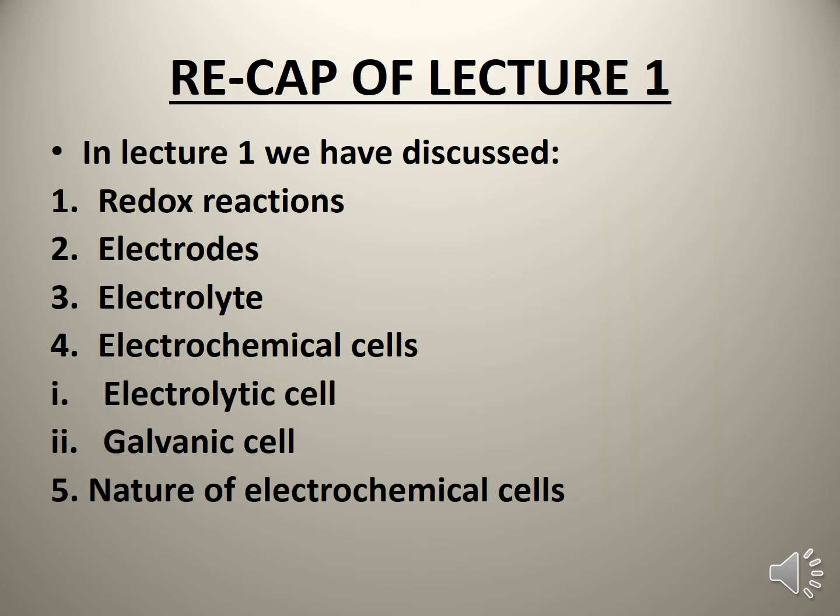First of all, we will recap lecture number 1. In lecture number 1, we discussed redox reactions, that is reduction and oxidation reactions, electrodes which are anode and cathode, electrolyte which is a substance which can conduct electricity in solution form or molten form, electrochemical cells, that is electrolytic cell and galvanic cell, and then the nature of electrochemical cells.